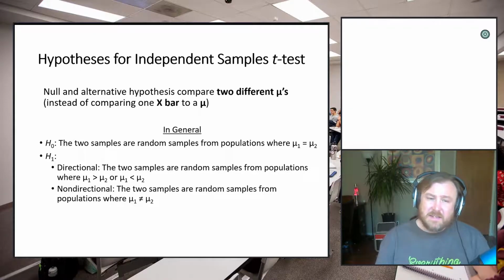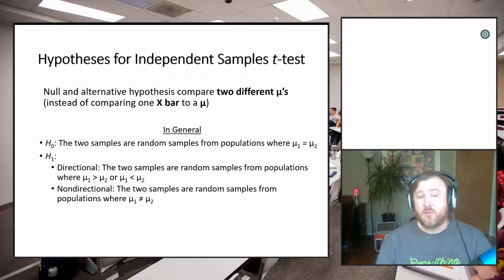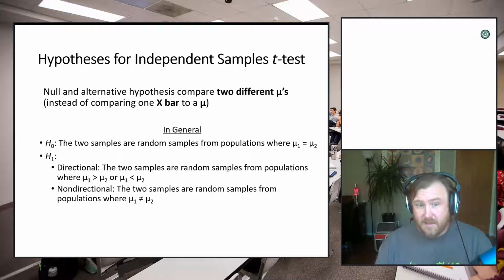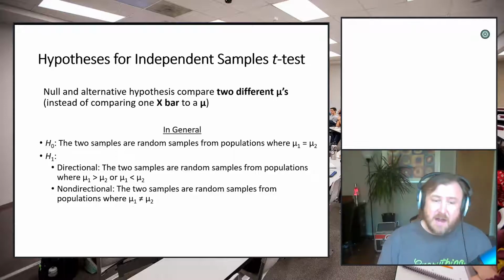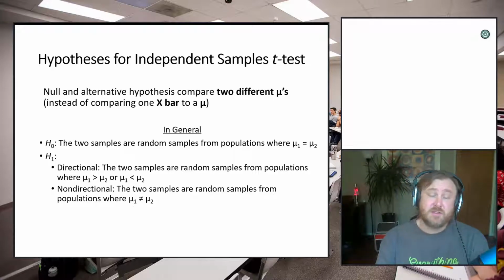comparing two different population means instead of comparing one sample mean to a population mean. So basically, the null hypothesis says that the two samples are random samples from populations that are equal. In a directional test, we're going to say that the two samples are random samples from populations where one population is greater than the other or less than the other. And for non-directional, the two samples are random samples from populations where the populations are simply not equal, reflecting a difference or change without any kind of directionality.